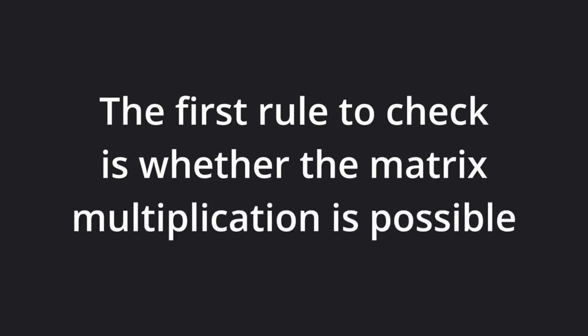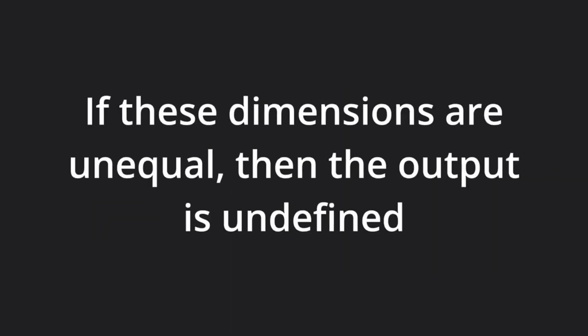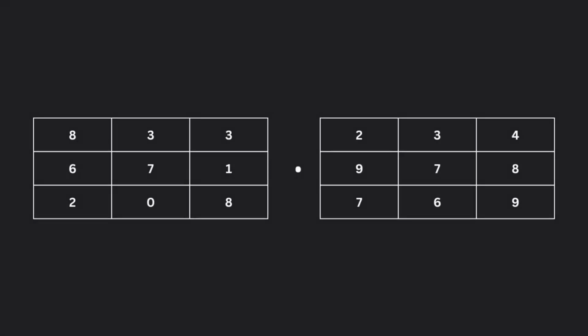Okay, we have a 4x6 matrix on the left and a 6x4 matrix on the right. The first rule to check is whether this matrix multiplication is possible. The number of columns in the first matrix needs to match the number of rows in the second matrix. If these dimensions are unequal, then the output is undefined. When we get to the question on how to actually multiply two matrices, this rule will make sense, but for now let's just accept it.